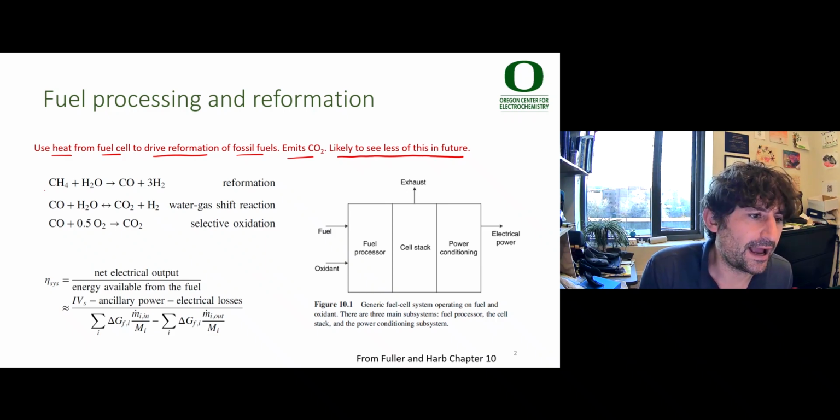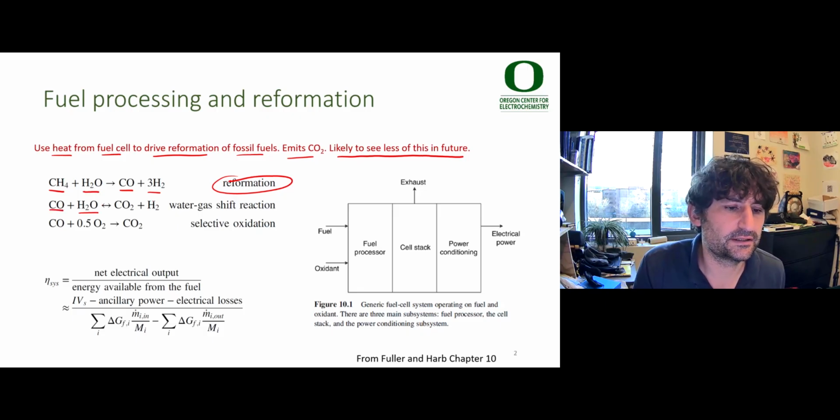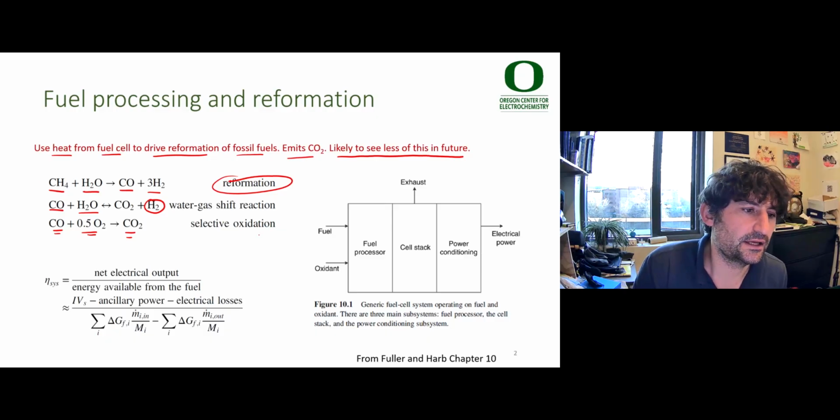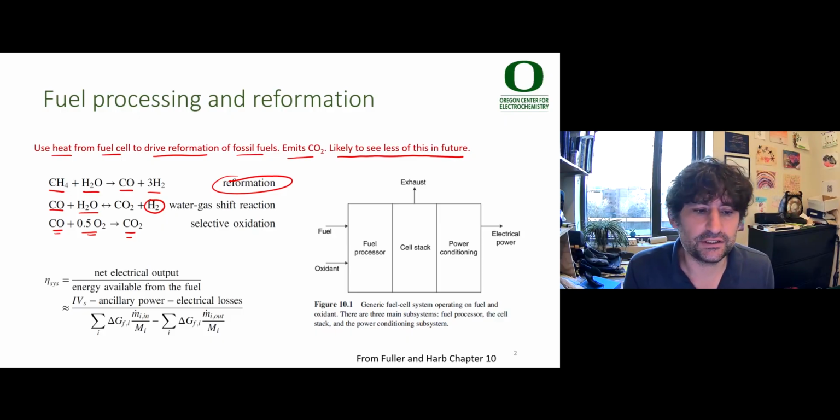But look at this first reaction. You have CH4 coming in, that's natural gas, methane, plus water. We can reform that to CO and 3H2. That's a reformation reaction. Then the second reaction is called water gas shift, and it makes additional H2 and CO2. And then the CO can be selectively oxidized with O2. So this set of reactions generates H2 from CH4. And in fact, this is how much hydrogen is generated industrially today. But you could imagine doing this on board in order to store hydrogen as CH4, which is easier to store.